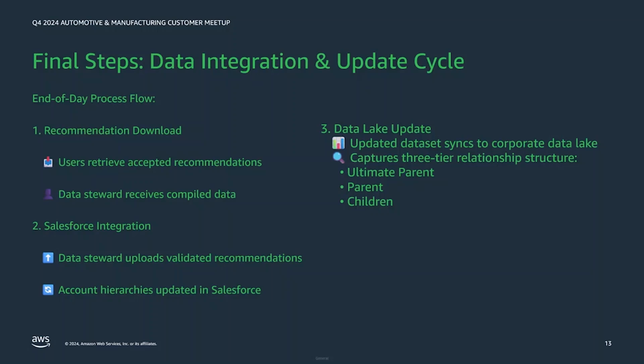So this is essentially the data warehouse or lake update. What it does is it updates the database and syncs the data set to the corporate data lake structure. So it captures the three-tier relationship structure: a child should have a parent, and it should have an ultimate parent. That's the end goal. Once this process runs and the records are approved, they ultimately end up with this hierarchy.